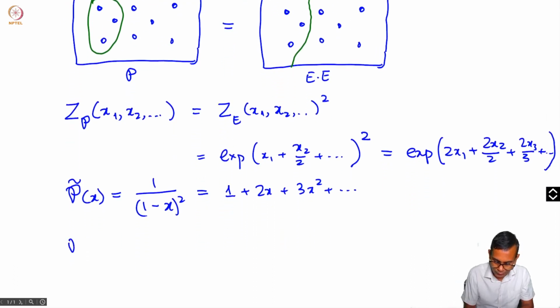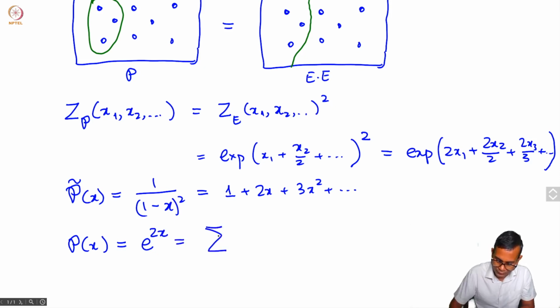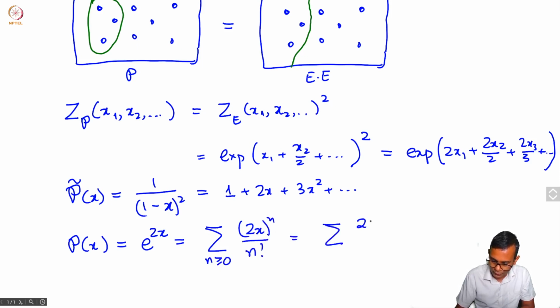And finally, the exponential generating series for the species P is just e to the power 2x. And this is, of course, summation n greater than or equal to 0, (2x) to the power n over n factorial, or we can think of this as 2 to the power n times x to the power n by n factorial, which tells us that the cardinality of P of n is exactly 2 to the power n, which we anyway knew by other means.